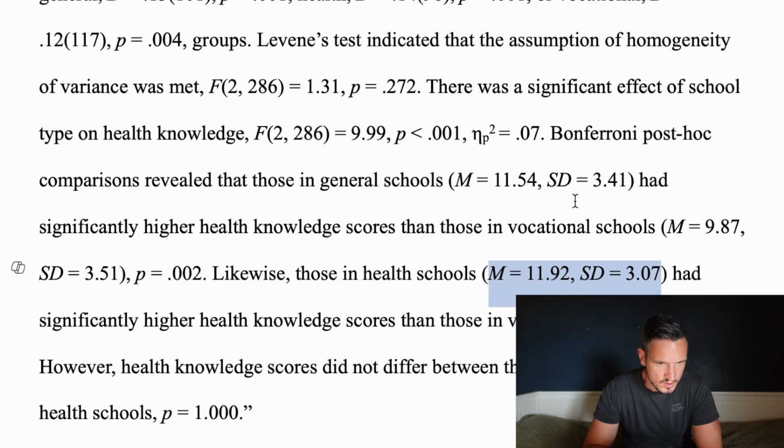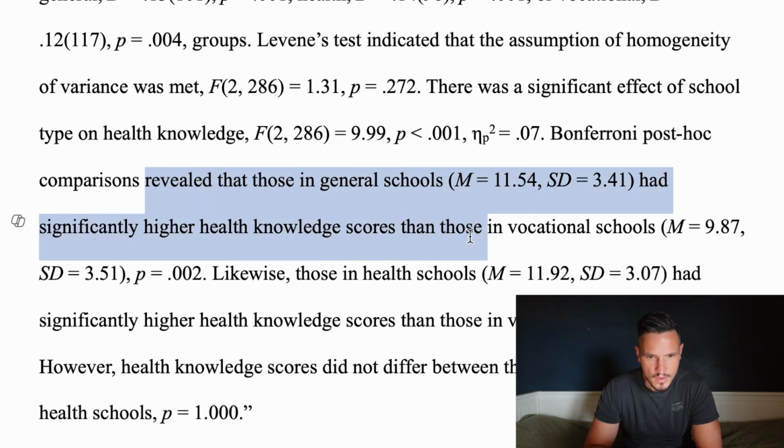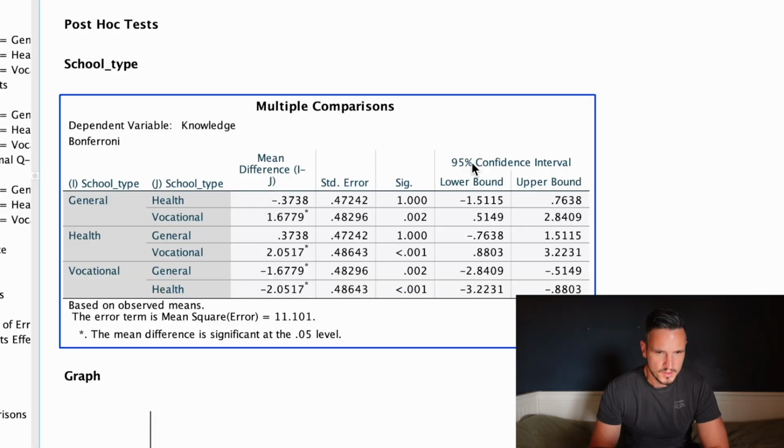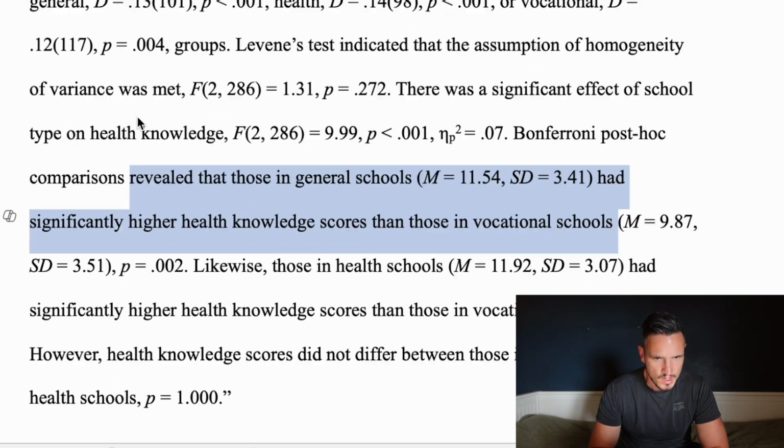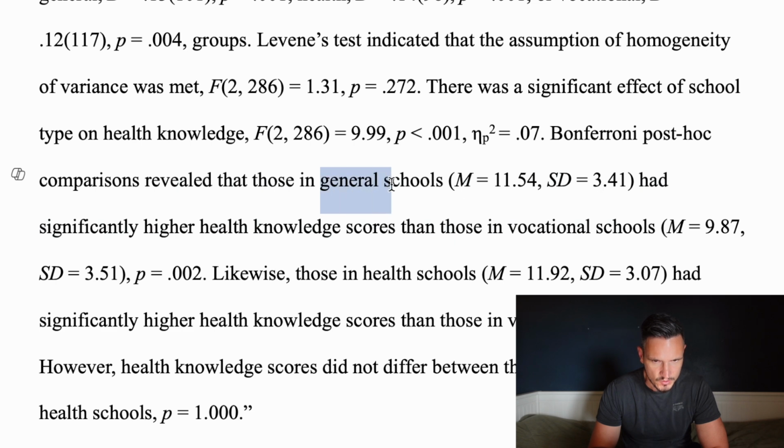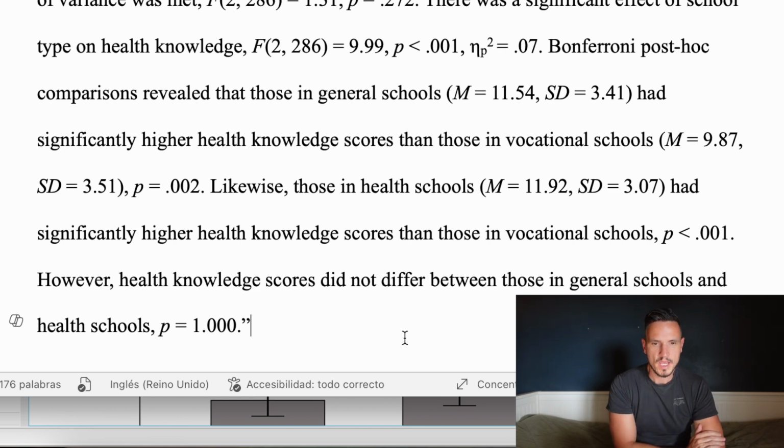And in addition to reporting these means and standard deviations, I've reported p-values. So for example here I've said that the Bonferroni comparisons reveal that those in the general schools had significantly higher health knowledge scores than those in vocational schools, and I've said that p equals 0.002. So that p-value is coming from this multiple comparisons table, and we have this general row here, and we have this vocational row here, and we can see that we have this p-value of 0.002. And so essentially every time I've made a comparison between two types of schools, I've included a p-value from that table. So that's essentially it for the one-way independent ANOVA on version 31 of SPSS.